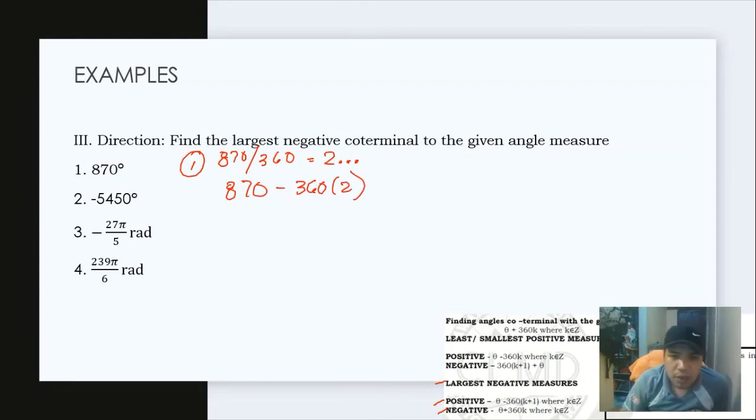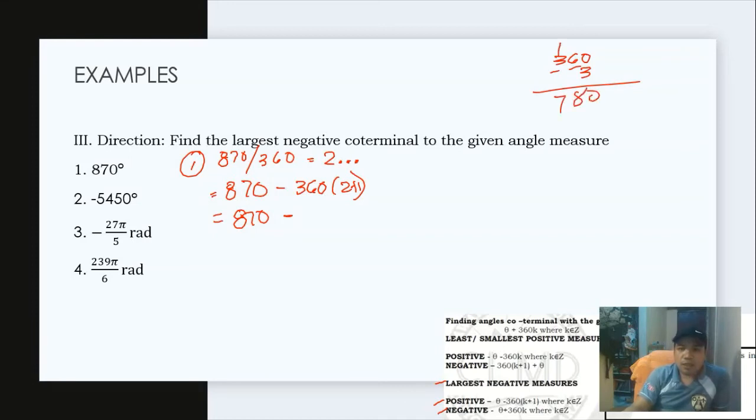360 times 2 plus 1. So, 870 minus 360 times 3. 9, 18, 9, 10, 1080. 1080 degrees. So, ang matitira is 210. 210 degrees.